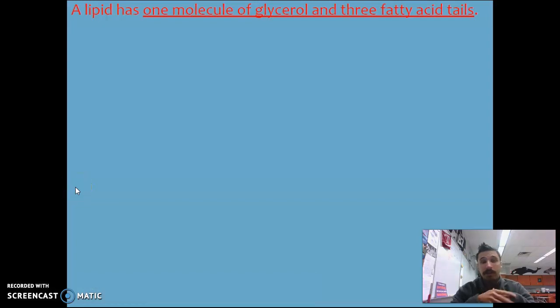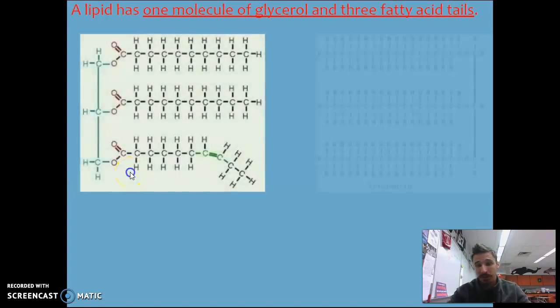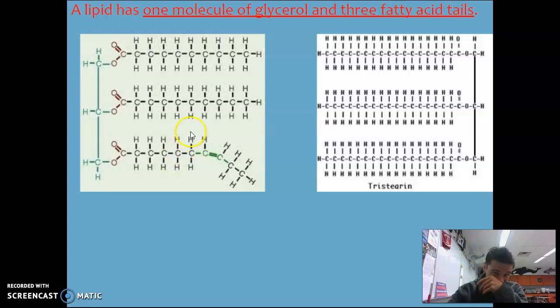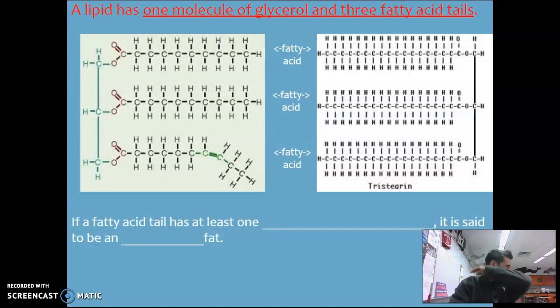Okay, so now that we know about the monomers that make up a lipid, which is a macromolecule and can also be considered a polymer, let's talk about what the differences were between this lipid and that lipid. We know that these are the fatty acid tails, and within these fatty acid tails, this is where we see the glaring difference between this lipid over here on the left and this lipid on the right.